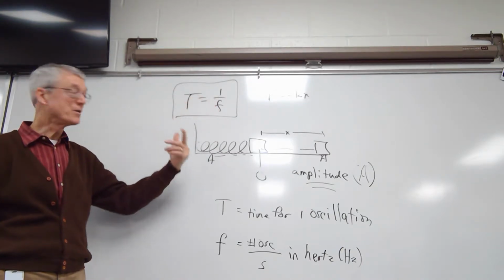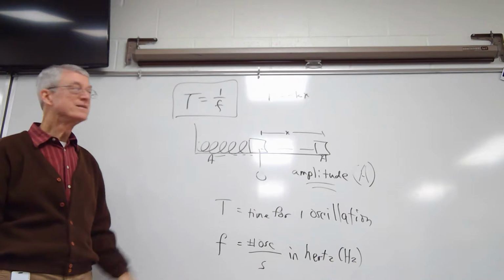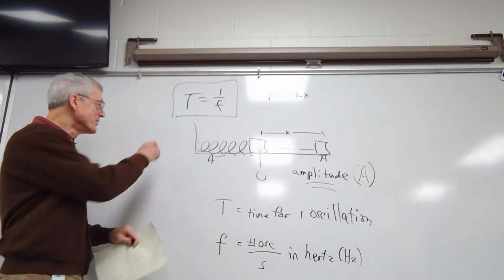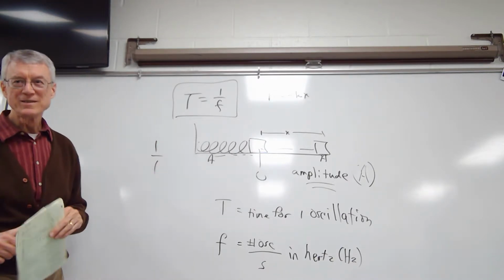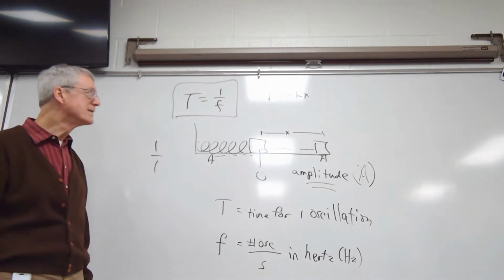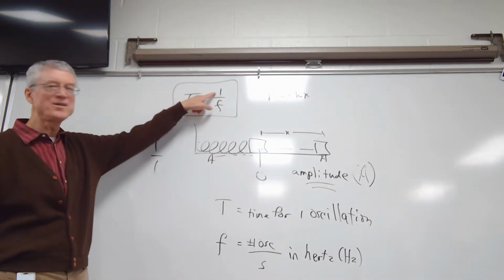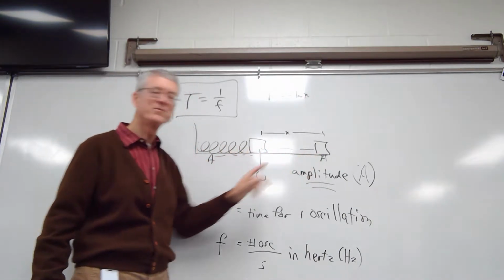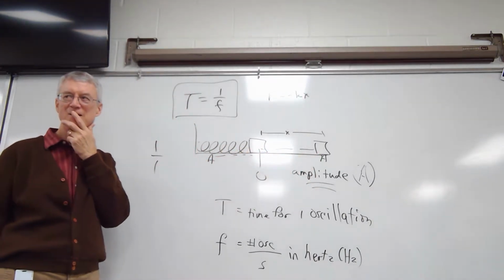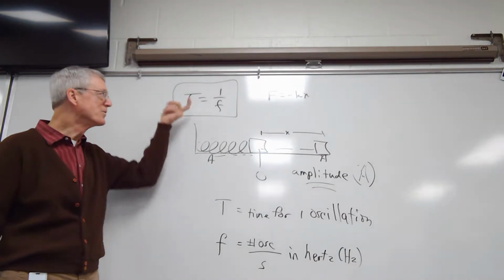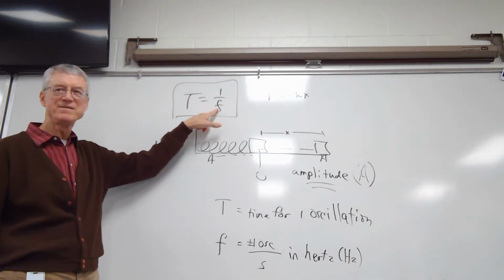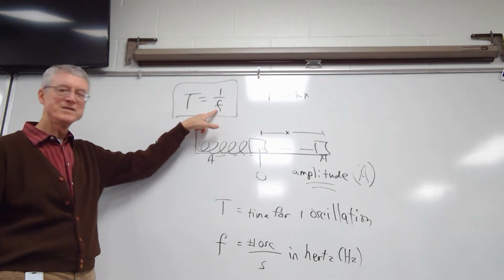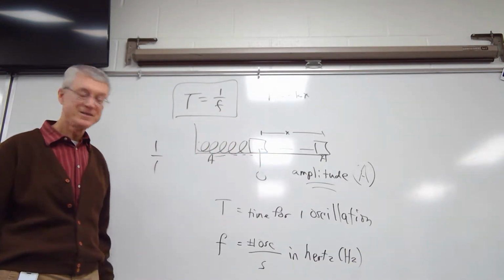It'd be 1 oscillation per second. Yeah, but that's because when you invert 1 over 1, you get 1 over 1. Okay, what if the period was 2 seconds? It takes 2 whole seconds to go all the way here and back. What would the frequency be? 1/2. It's the inverse. If that's 2, that's 1/2. Half of an oscillation per second.